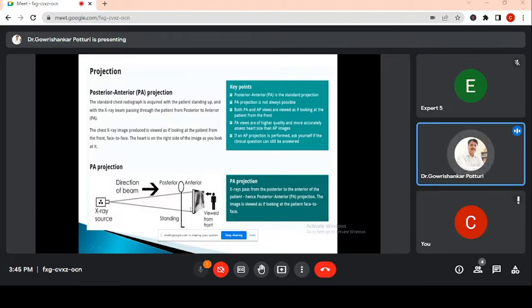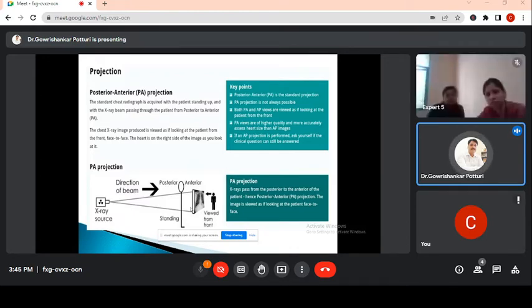The standard chest radiograph is acquired when the patient is standing up and with the X-ray beam passing through the patient from posterior to anterior. The chest X-ray image produced is viewed as if looking at the patient from the front, face to face. The heart is on the left side of the patient, which appears on the right side of the image as you look at it.